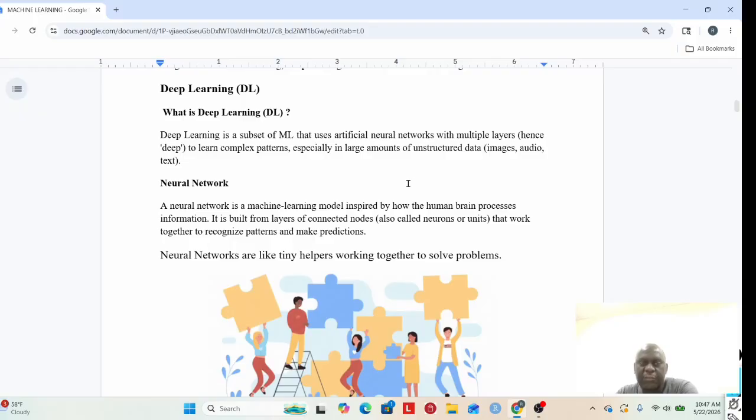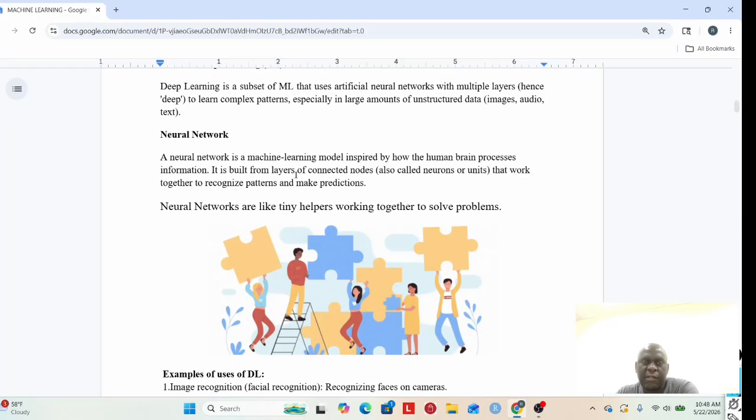So, a simple description of a neural network is a machine learning model inspired by how the human brain processes information. It is built from layers of connected nodes, also called neurons or units, that work together to recognize patterns and make predictions. Neural networks are like tiny helpers working together to solve problems.